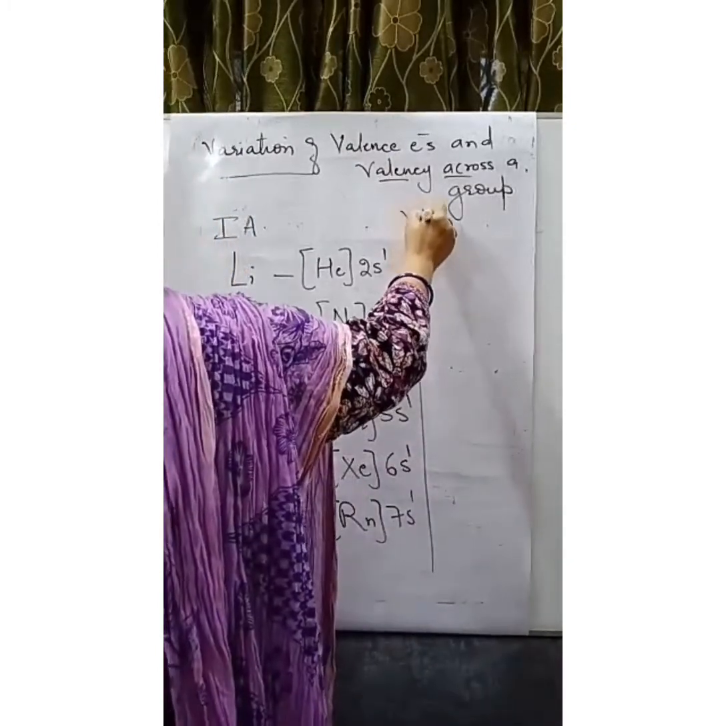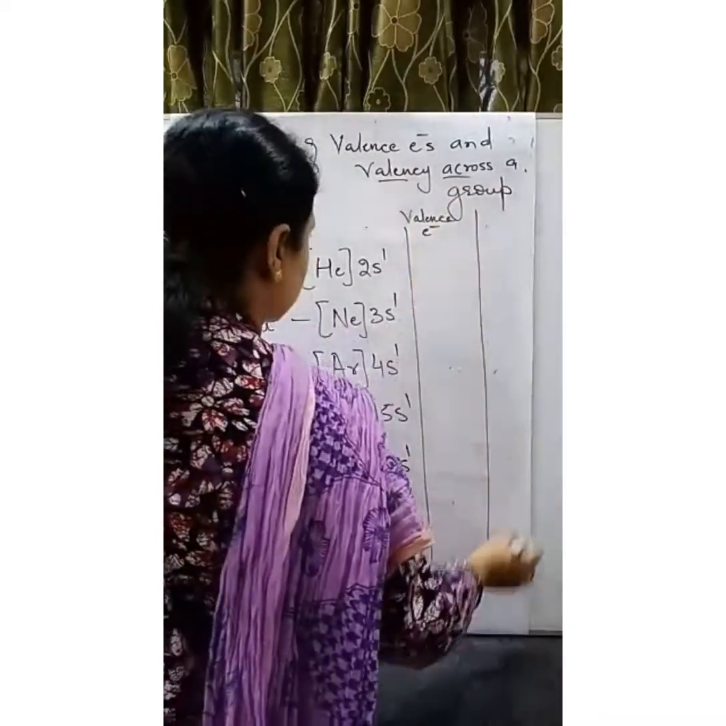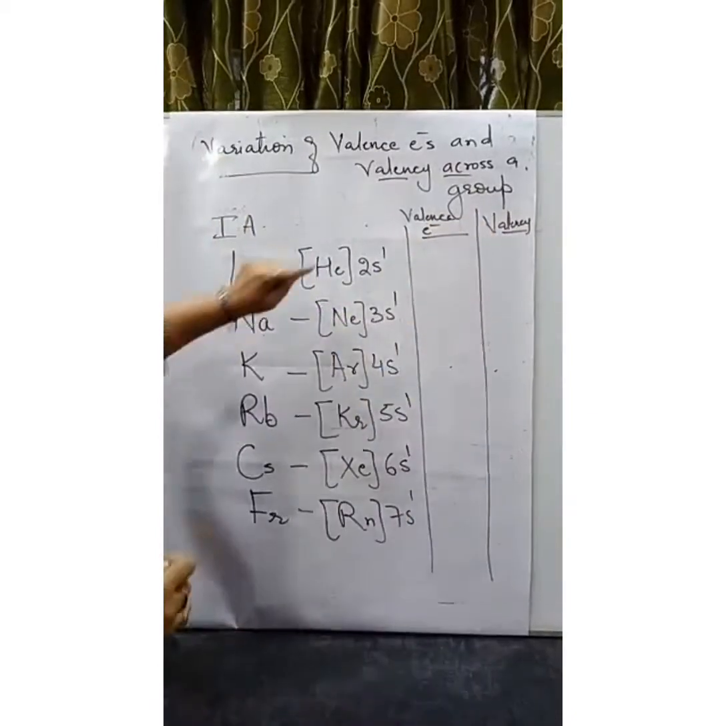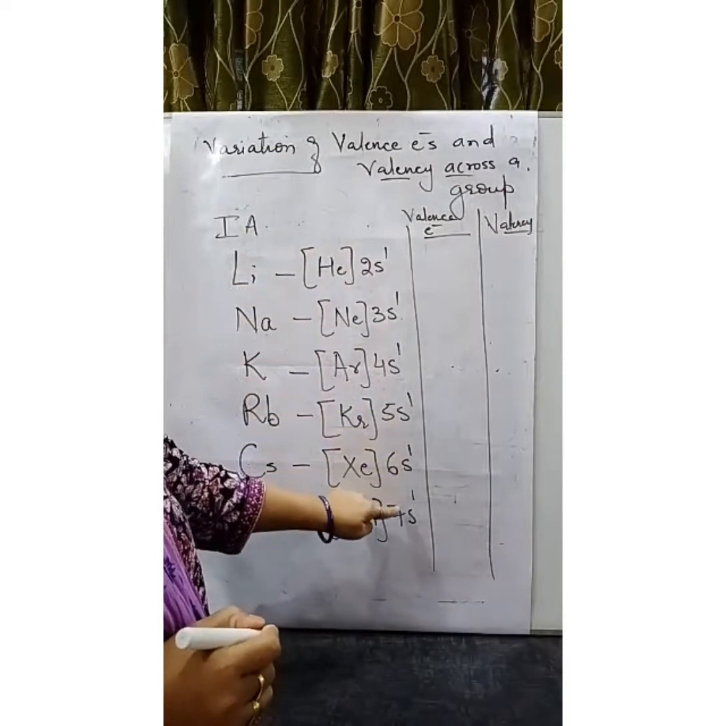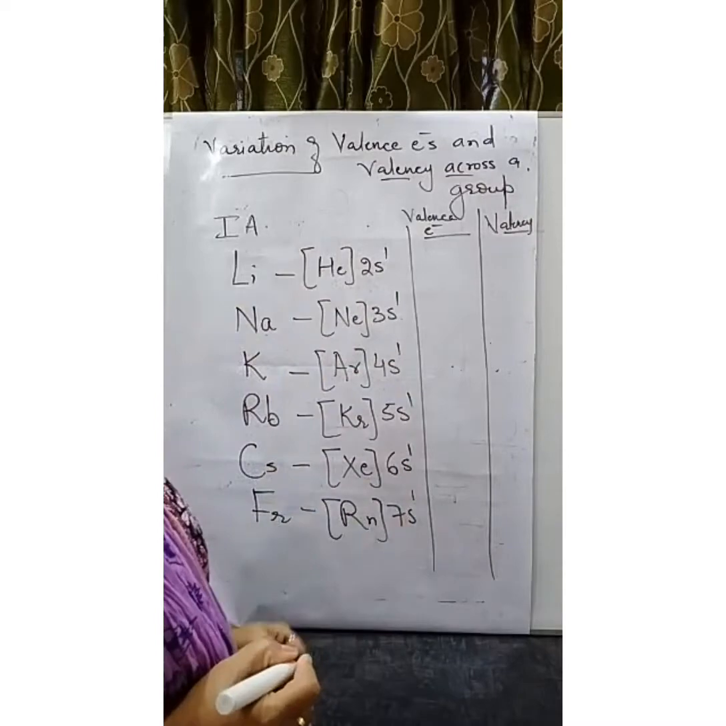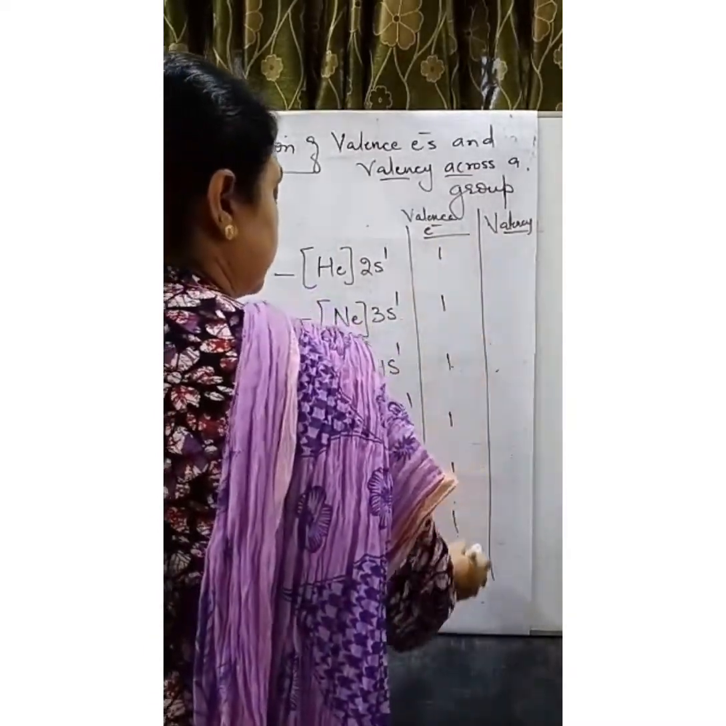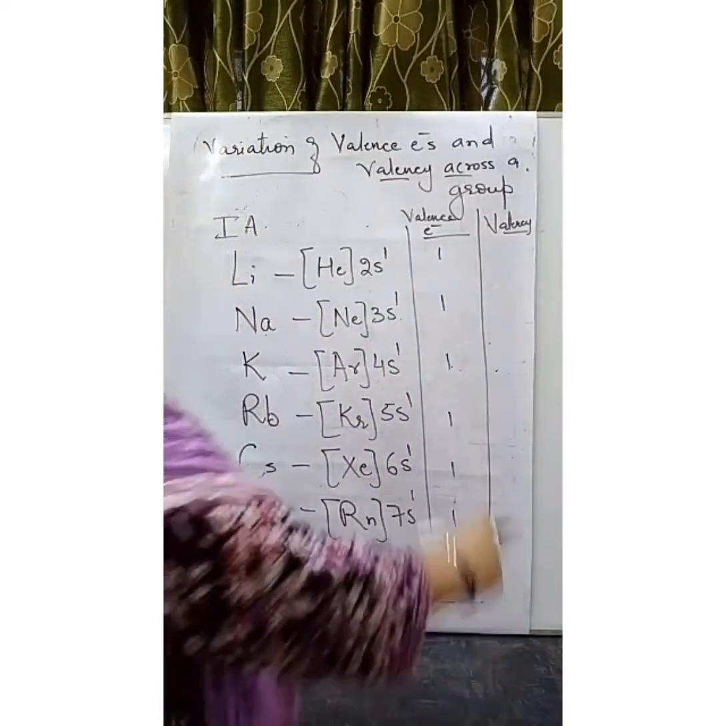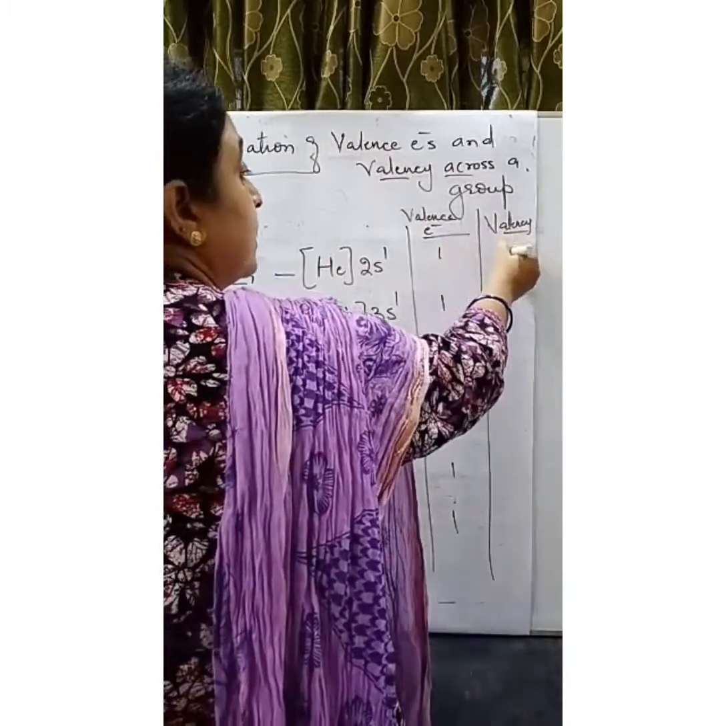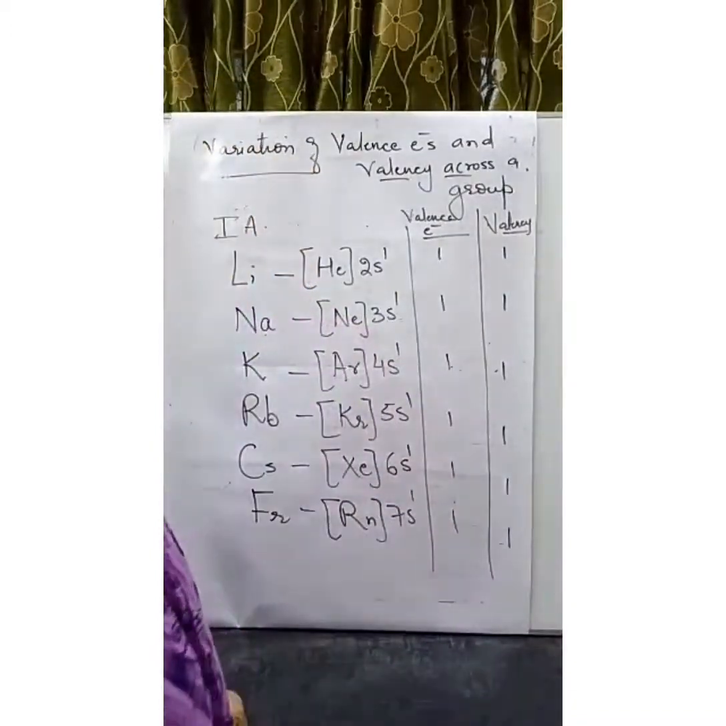So for group number 1, if I find out the number of valence electrons and valency, what do I notice? You can see every time the electron is added into a new shell, but the number of valence electrons in each shell remains constant. So the number of valence electrons for each element is 1. Now here they can become stable by gaining 7 or losing 1. So losing 1 is easy.